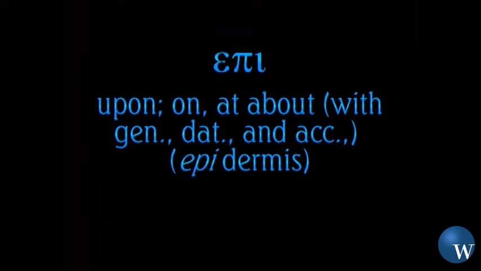Our word epidermis comes from that. That's the skin. That's the outer layer of skin. Epidermis is the skin that's on top of the skin. You know, our bodies have several layers of skin on them. You have an epidermis and you have a mesoderm.